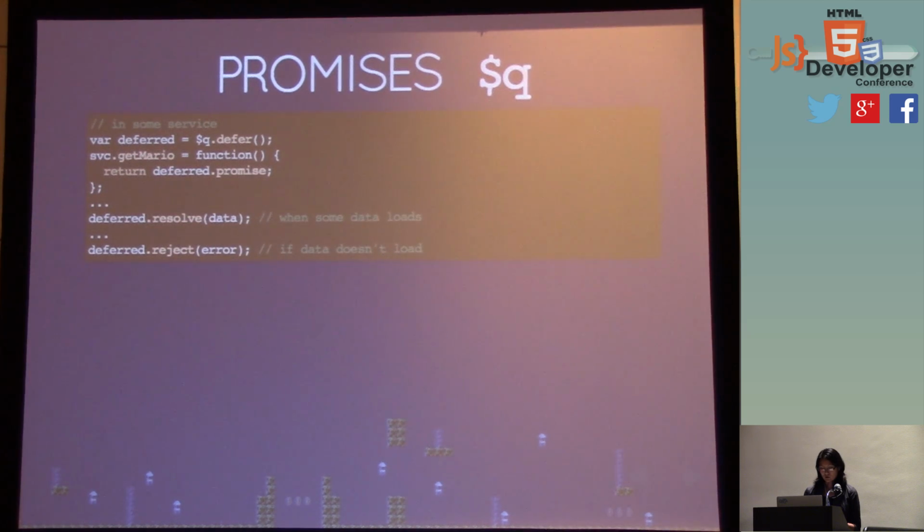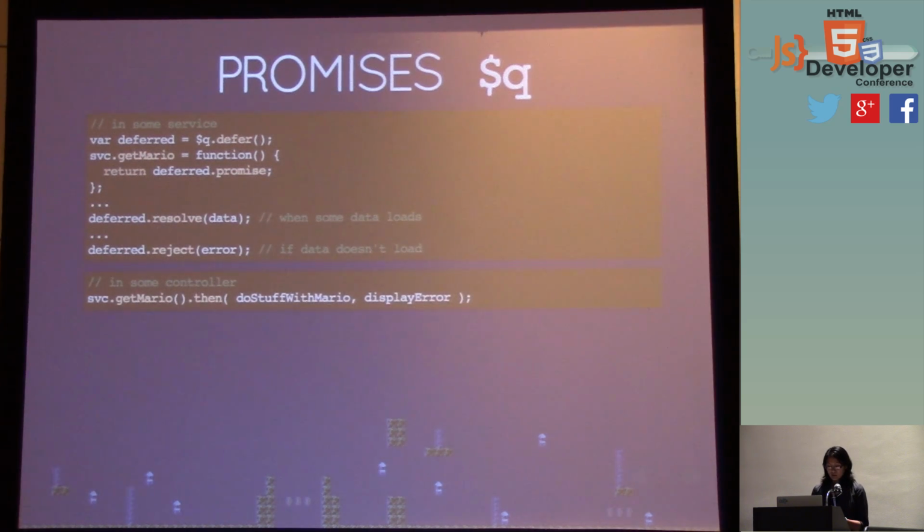And now in our controller, we can just call getMario directly. We get returned a promise. Then we can call then on the promise, which is the main method you want to call on a promise. And you can add your callbacks to the then function. So if we get data, we can do something with Mario. And if we get an error, then we can do something with the error.